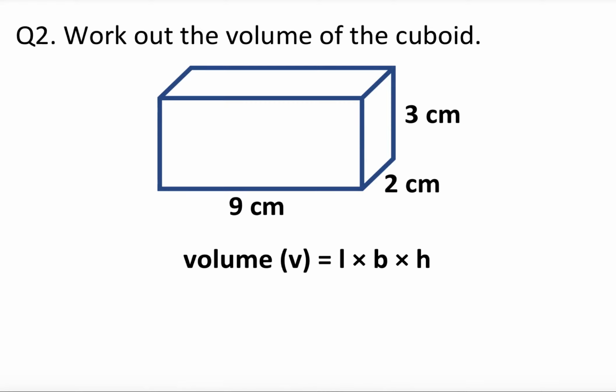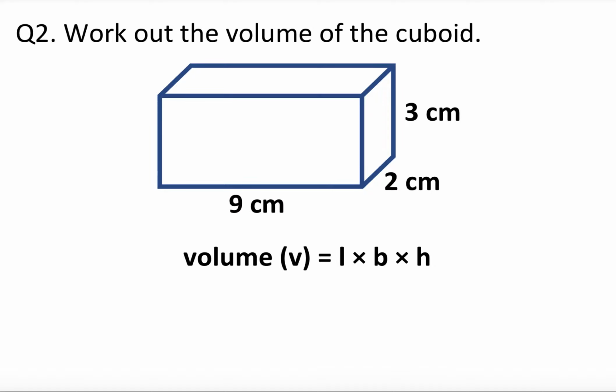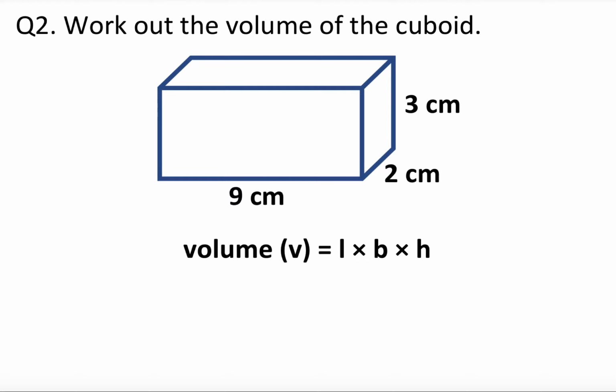A cuboid. A cuboid is a 3D shape. It has a length, a breadth, and a height. So we've got to work out the volume of the cuboid. I've been very kind here. Question 2, work out the volume of the cuboid. So the volume equals length times breadth times height. So let's work it out.